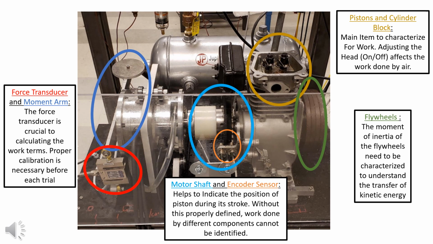For the force transducer, it must be recalibrated every time to ensure transmission between voltage and torque is correct. I will present those later. The motor shaft and encoder are needed for indicating the position of the piston, which is important for defining work done by different parts of the system. The pistons are of course the main item that we are observing and are needed to characterize the behavior of the entire system. The flywheels are needed as we will calculate the moment of inertia to relate the energy transfer part, which was the left side of the work energy balance presented before.